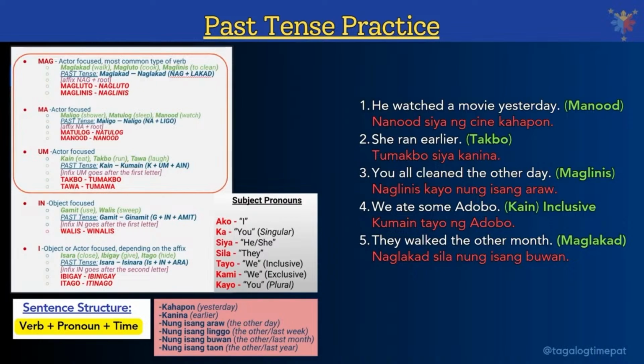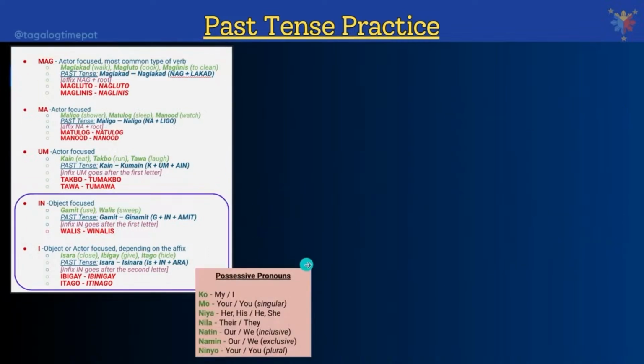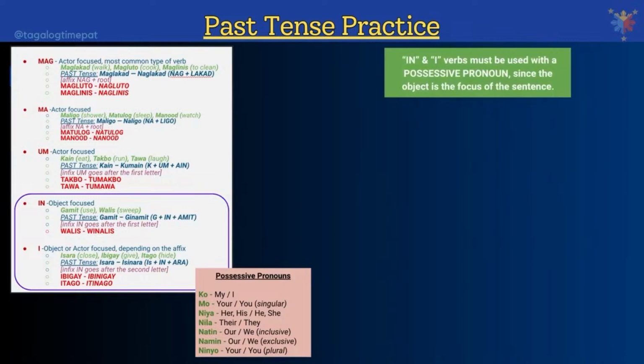Now, if you noticed, all of these examples are asking about mag, ma, and um verbs. Because they are actor focused, we can use subject pronouns. But if you wanted to use an in or e verb, you actually have to use a possessive pronoun. Remember, for an object-focused verb, the subject here is an object. So we have to use a possessive pronoun because it's almost like the person possesses that object that is in focus. Okay, so that's kind of why we have to use a possessive pronoun.